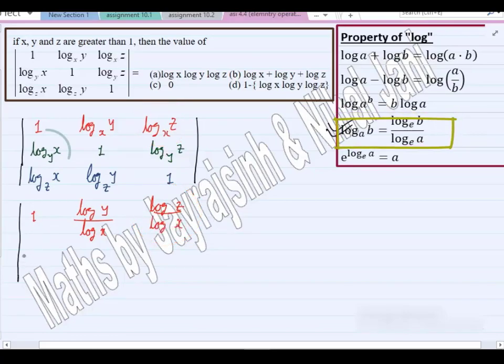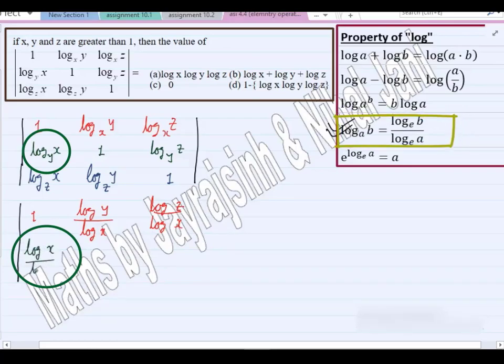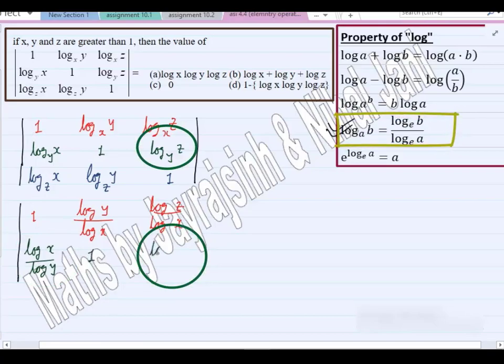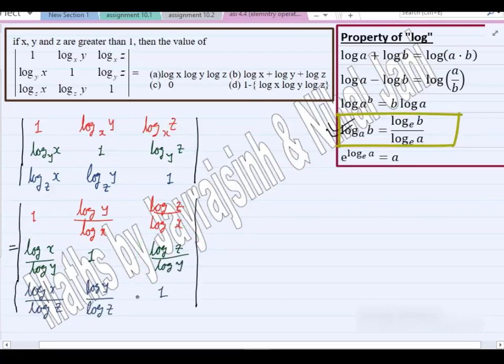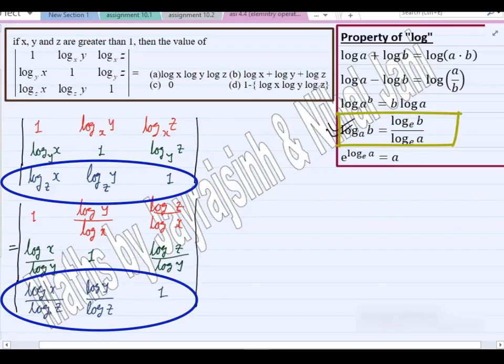Similarly, your second row will be log x upon log y, 1 and log z upon log y. And the third row will be log x upon log z, log y upon log z, 1.